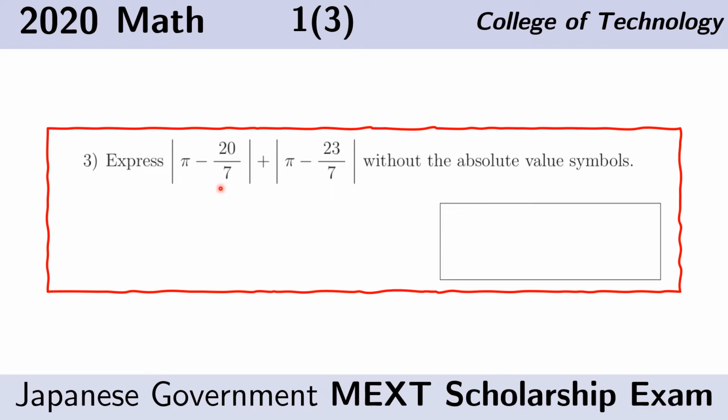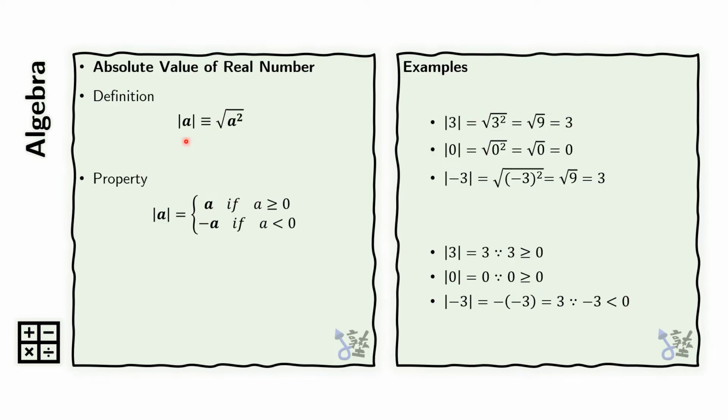We are asked to remove the absolute value symbols, and then we just have to simplify the remaining expression. And to do that, we need to recall a certain property of the absolute value. This is how we denote the absolute value of any real number a. That is, we have two vertical bars around it. And the absolute value of a is algebraically defined as the principal root of the square of a.